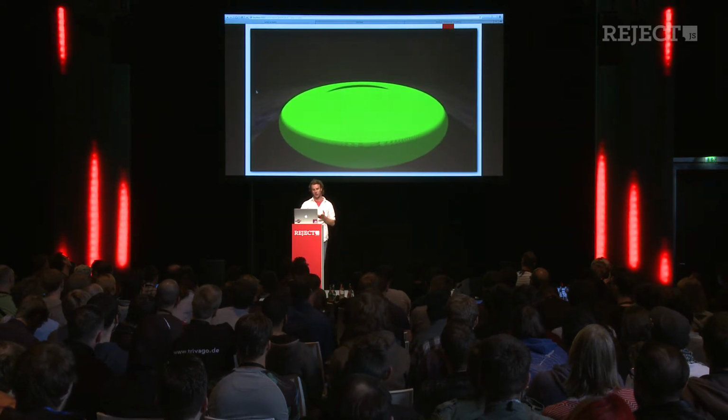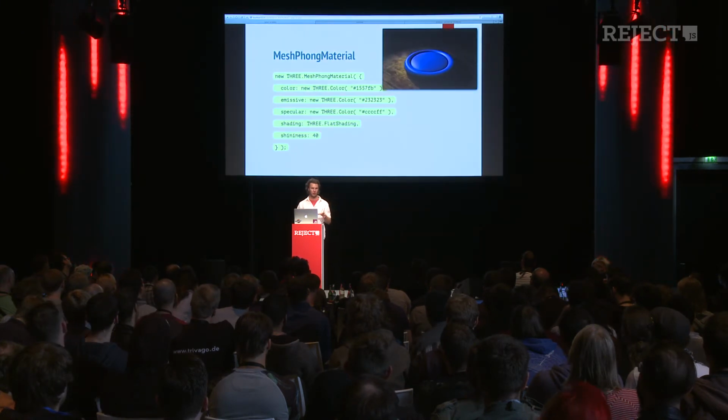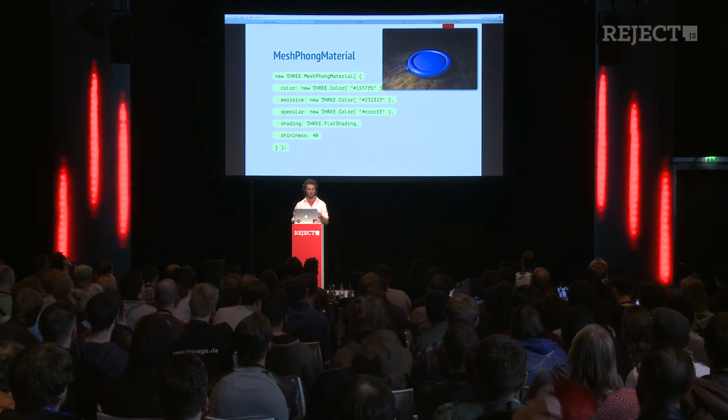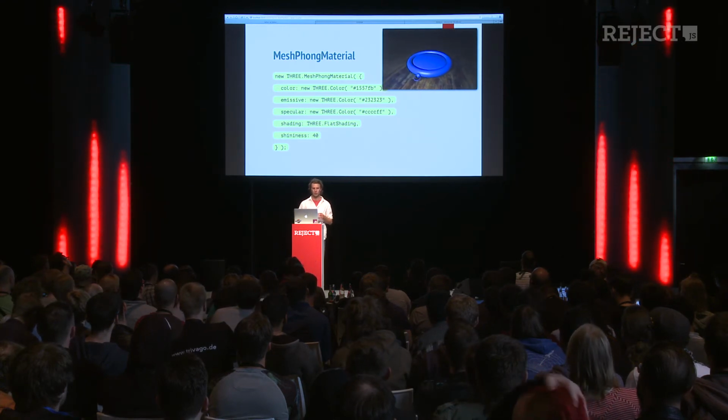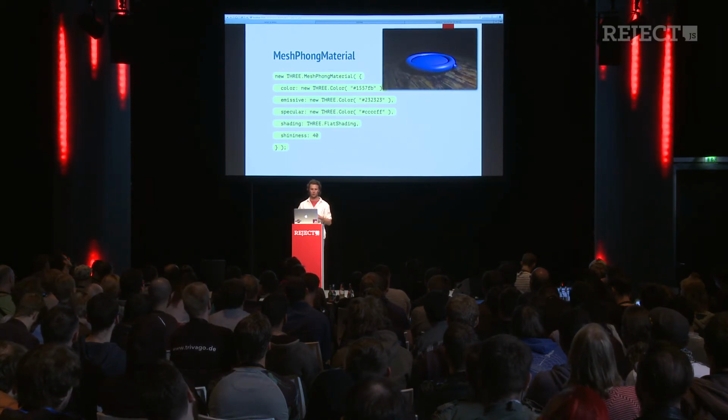Now, this doesn't actually look very great. So most of the time, you want to use something called a mesh Phong material, which actually takes into account lighting that you have within your scene. So just like we added a camera to our scene, you can also add lights, and those can be positioned and moved around your scene.